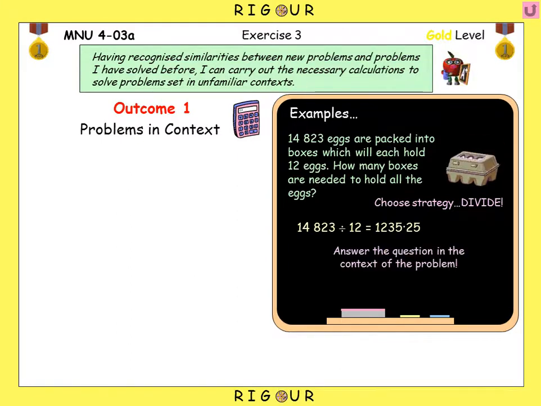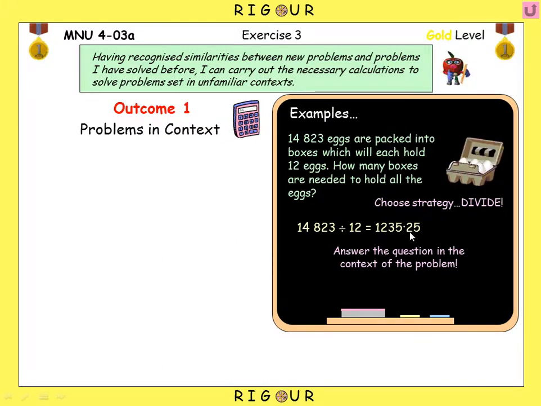1,235.25. Now what you've actually got to do here is answer the question in the context of the problem. The problem asked for how many boxes are needed to hold all the eggs. You can't get a bit of a box. What this means is 1,235 and a bit boxes, so you would need another box to hold the remaining eggs that don't fit into a group of 12.